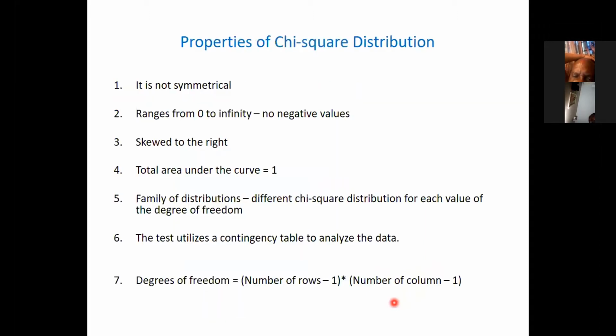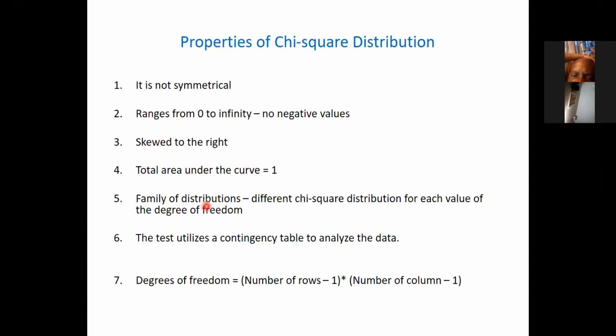So what do you want to know? The properties of this chi-square. It is not symmetrical like normal distribution. That's the first thing. It ranges from 0 to infinity, no negative value. You know the reason for that now. Skewed to the right. You know the reason it is skewed to the right. I've explained it there. Total area under the curve is 1. Any probability distribution, there is actually no distribution where the total area is not 1, because in a probability distribution, the probability cannot be more than 1. So just like normal distribution, any other distribution, the total area is 1.